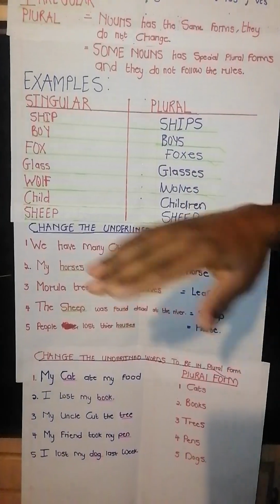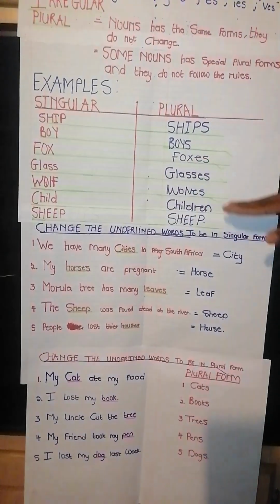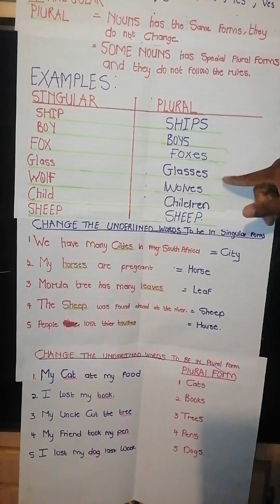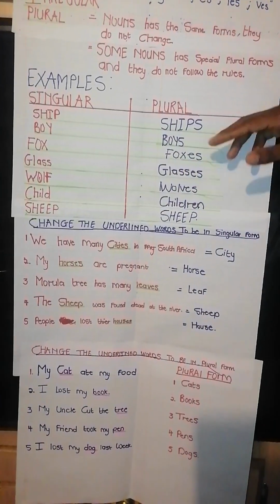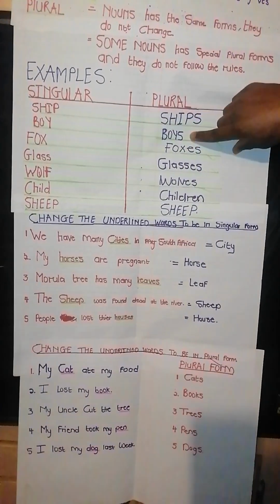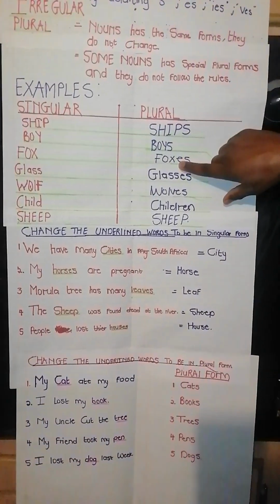Let's continue. We have fox. Fox becomes foxes. We add es. You see that there is a difference between boys and foxes. The difference is that with boys we added s, and with foxes we added es.